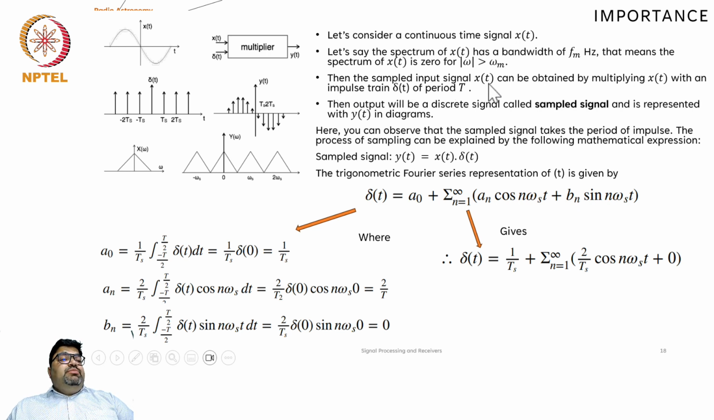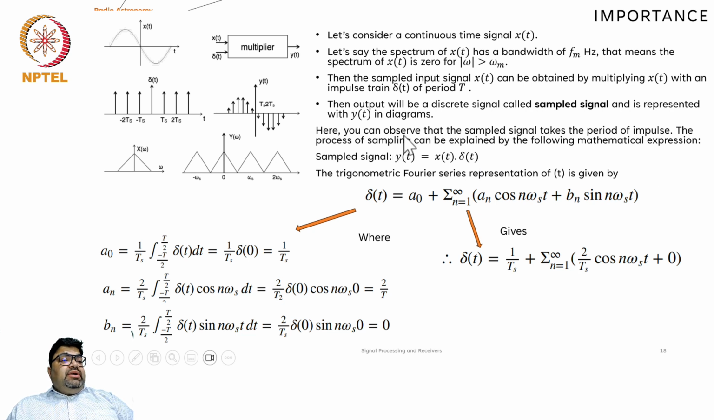Then the sampled signal can be obtained by multiplying x(t) with an impulse train delta(t) of period T. The output will be a discrete signal called the sampled signal and is represented by y(t) in the diagrams. So you have a continuous signal x(t), and now you are trying to discretize it. You have an impulse train of delta(t) coming from the other end, and then you multiply them and finally get y(t) from the other side.